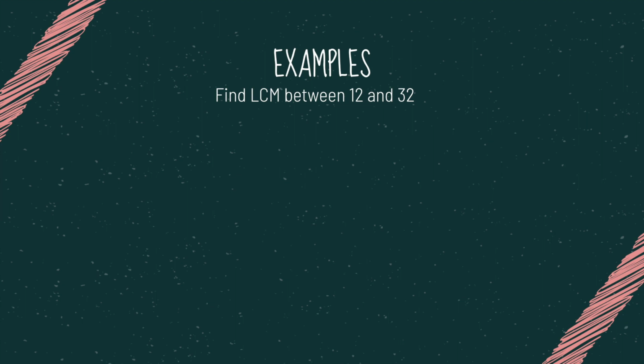Let's find the LCM between 12 and 32. Remember, prime factorization helps with larger numbers most of the time. So let's use prime factorization to find the lowest common multiple between 12 and 32. Let's start off with 32 first and break it down into smaller numbers. So we can do 8 and 4. Each of these numbers can be broken down further. We can break down 8 into 4 and 2, and we can break down 4 into 2 and 2.